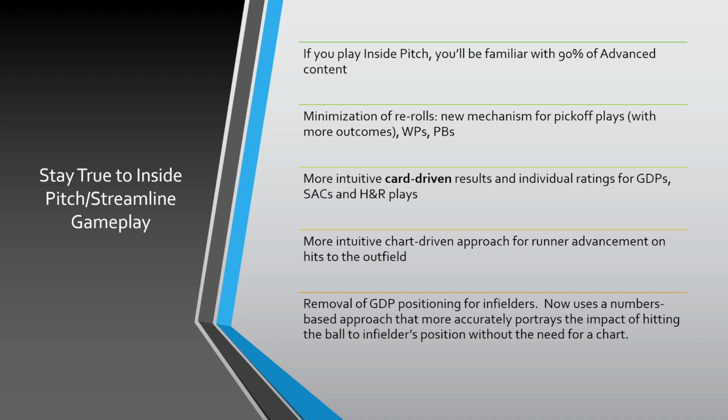And then finally here, removal of GDP positioning for infielders. I don't think he had that in initially, and then he added it because people felt that putting infielders in to play for the double play should have an impact on a double play, but they also should have an impact on the player's range. It's more a numbers-based approach now. And once I saw the chart, I was like, whoa, that's kind of cool.